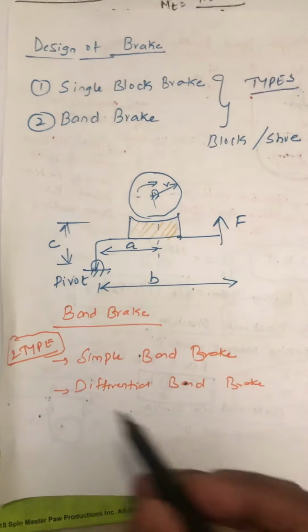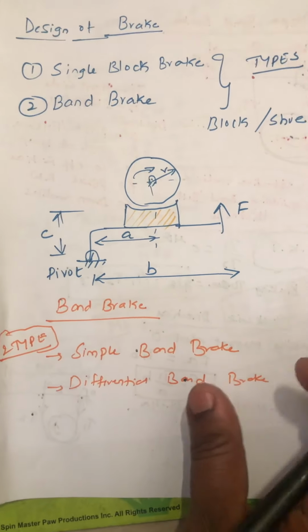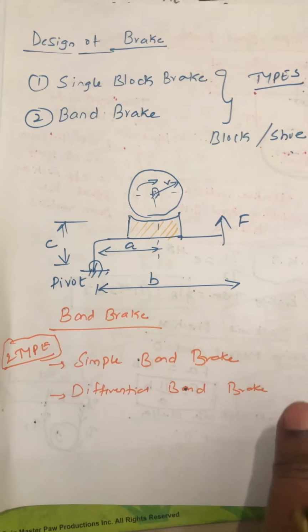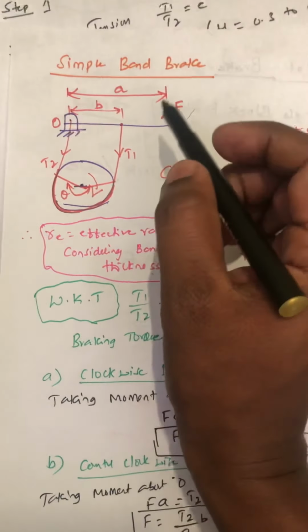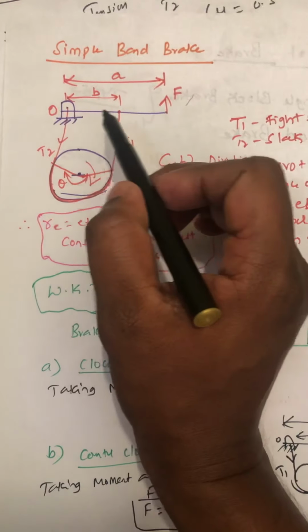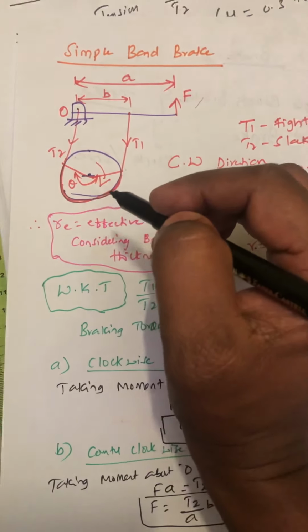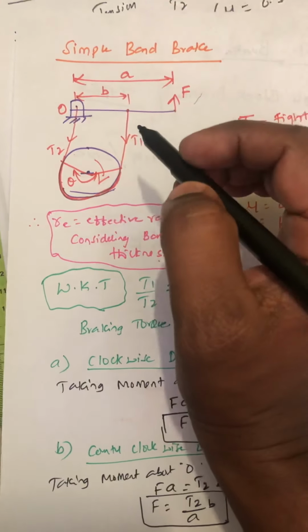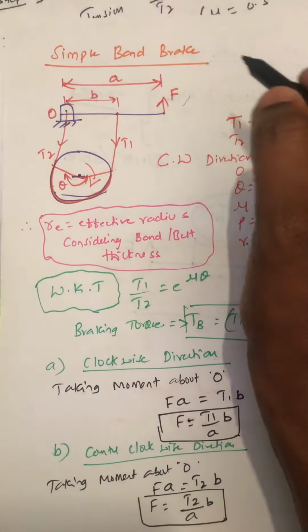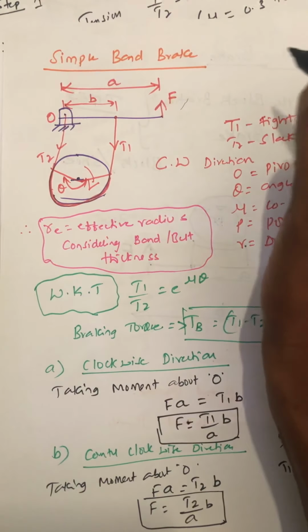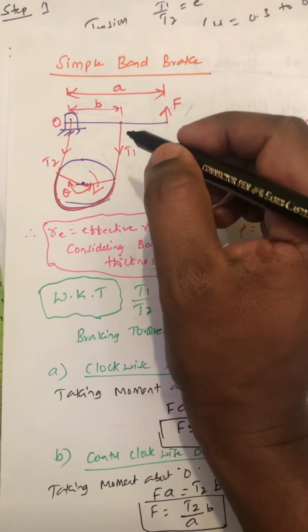Whereas in the band brake there are two types. One is the simple band brake, the other is the differential band brake. First we'll go with the first type, simple band brake. This is the arrangement of the simple band brake. This is a fulcrum point, then this is a lever, and this is a drum. Around this drum you can see the band or a belt kind of thing. Similarly, you can see a similar arrangement in belt drives, where a flat belt or V belt is surrounded on the pulley. Like this is a drum, and this is the band or belt kind of thing.